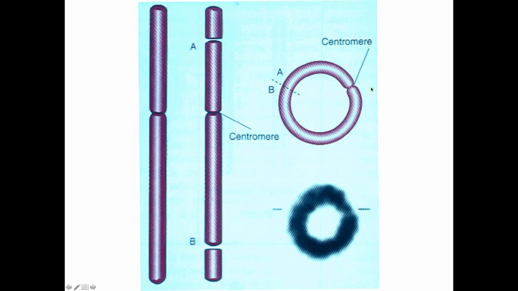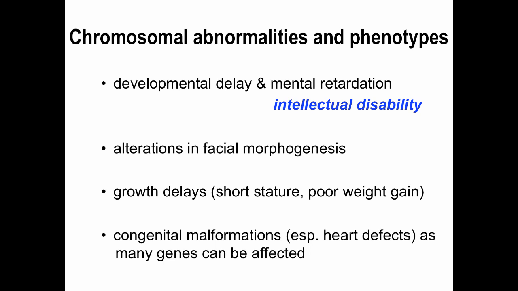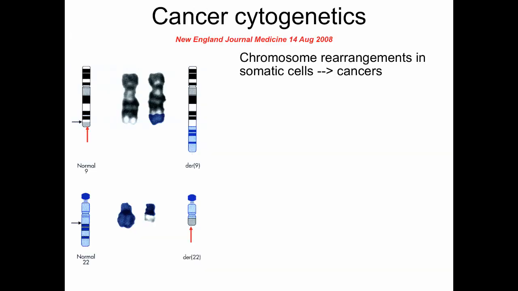Chromosomal anomalies can relate to developmental delay and intellectual disability. There may be alterations in facial morphogenesis. There can be growth delays, short stature, poor weight gain. There can be congenital malformations, especially heart defects, because many genes can be affected. And finally, chromosome rearrangements in relation to somatic cells can cause cancers.